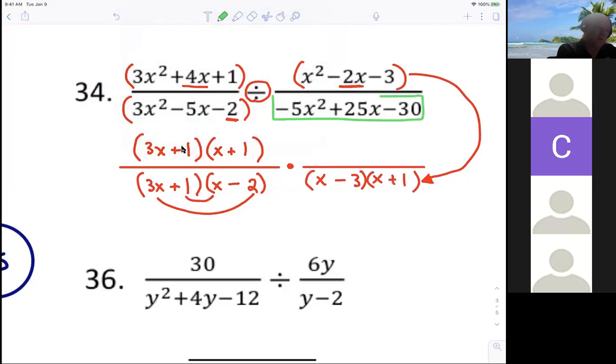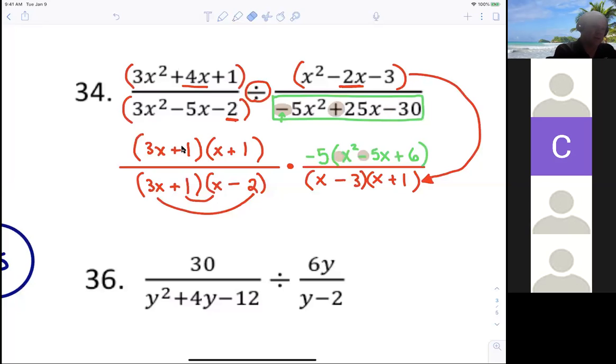Now I really need people to look at this one right here. Okay, this is a sneaky one because there's a common -5. I need everybody to write down, you have to factor out the -5. Remember, I want the leading coefficient to be positive. So I factor out a -5. I'm then left with x squared minus 5x plus 6. Okay, when you factor out a negative, the signs change. Notice this was negative, now it's positive. This was positive, now it's negative. This is negative, now it's positive. Okay?